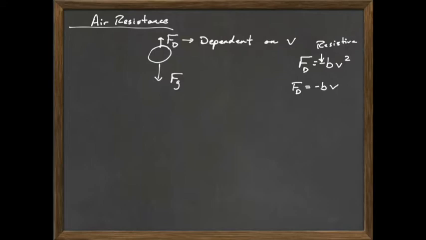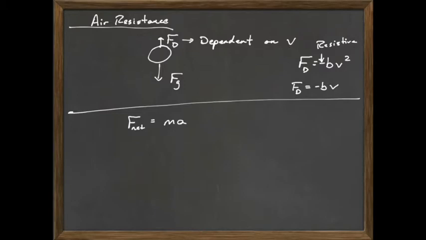So when I've got air friction acting on this object, when I set up Newton's second law, the idea is we would set this up just as we would any other problem. You've got the drag force and gravity equal to ma. Keep in mind everything's a vector.